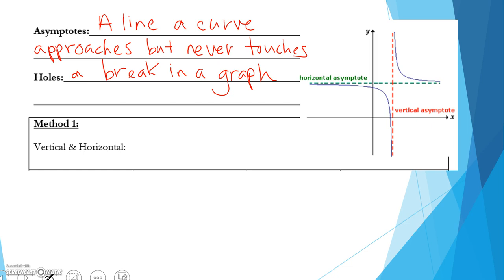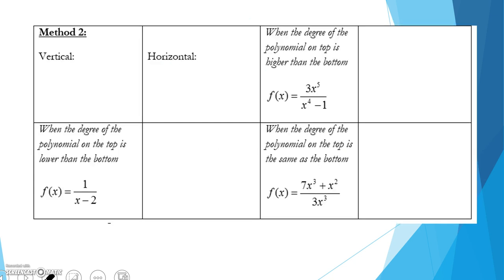And so method one for finding asymptotes is what you've already been doing. What you do is you just graph the function. And then after you graph the function, you just look at it like we've been doing and figure out where you think the two dotted lines would be. However, that is not the most accurate of methods, so that's why I'm giving you a second method.